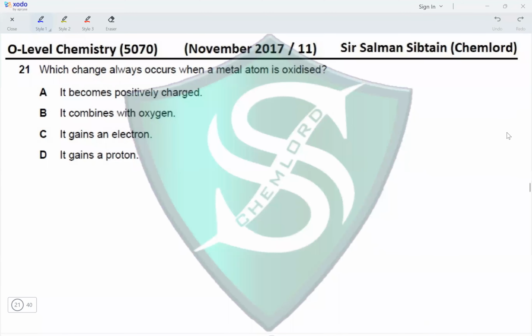Hi guys, this is O-Level Chemistry, paper 11, November 2017, question 21. Which change always occurs when a metal atom is oxidized? So when a metal atom is oxidized, it is converted into a positively charged ion and it loses electrons. So it becomes positively charged.